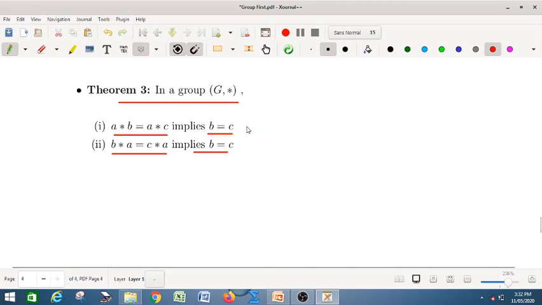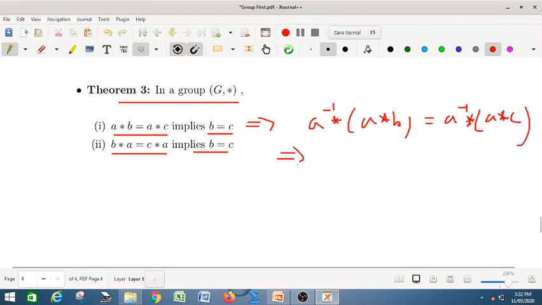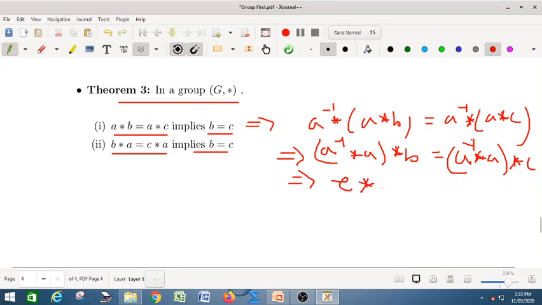Very simple. Suppose A star B equals A star C. Taking A inverse star on both sides, A inverse star A star B equals A inverse star A star C. Since the composition is associative, we get A inverse composition A, star B, equal to A inverse composition A, star C. So this is equal to E star B equals E star C, where E is the identity and A inverse is the inverse element of A. So we have B equal to C.